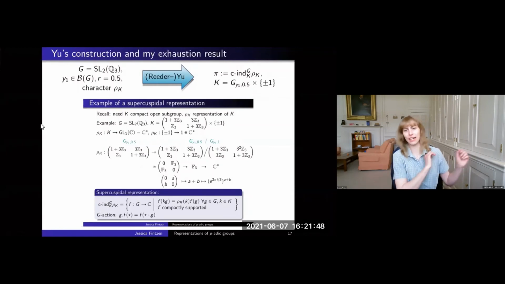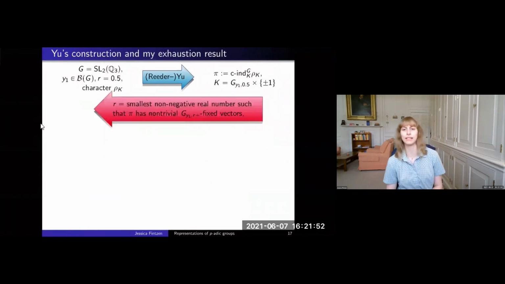And now I want to tell you how do we go the other way around. So I have to remove the last slide to have more space. How do we go the other way around? So if we start with this representation, the compact open subgroup, we somehow need to figure out what the input was. Or rather, if we just start with this representation, we'll encounter the compact open subgroup as well.